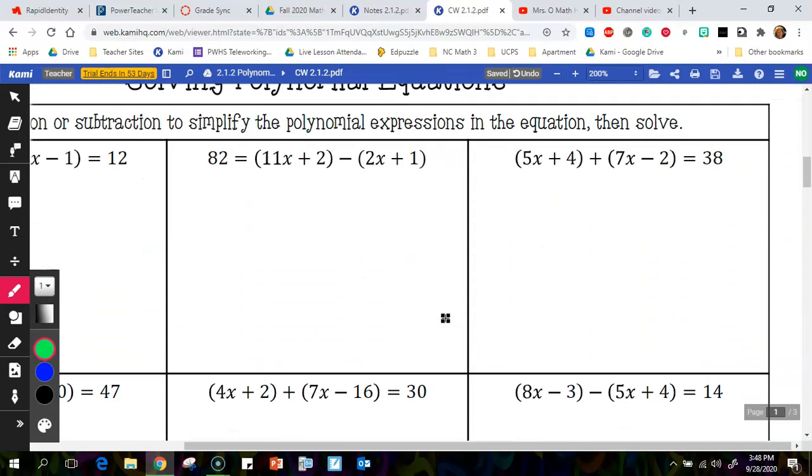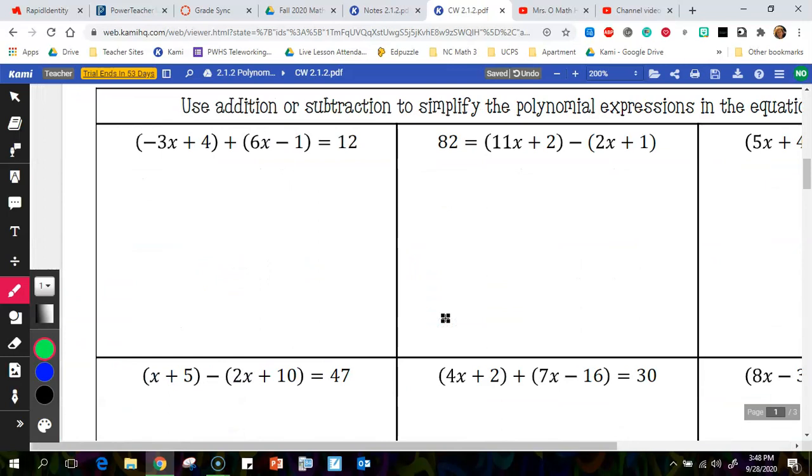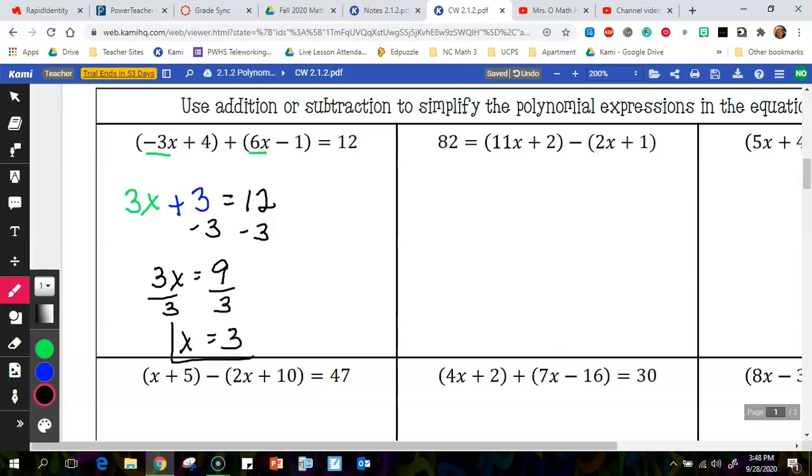Next section, solving polynomial equations. Sometimes we have to combine like terms before we can start solving. So in this first one, we would combine the -3x and the 6x, that would be 3x. And then the 4 and the -1 would be +3, and that equals 12. Subtract 3. 3x equals 9. Divide by 3 on both sides. x equals 3. So all this is us just combining like terms before we start solving the equation.